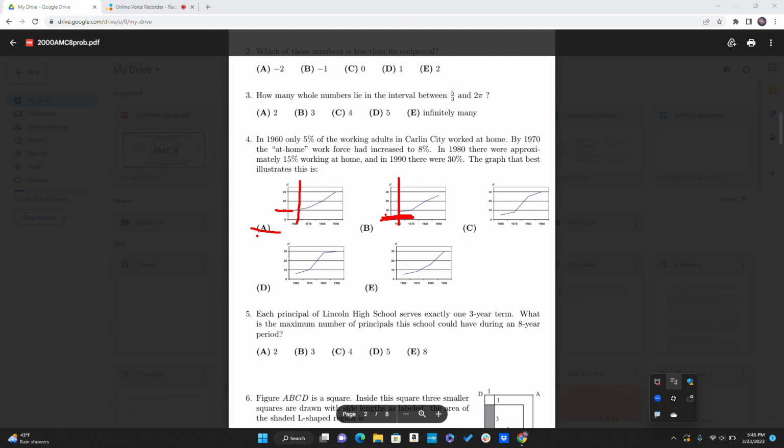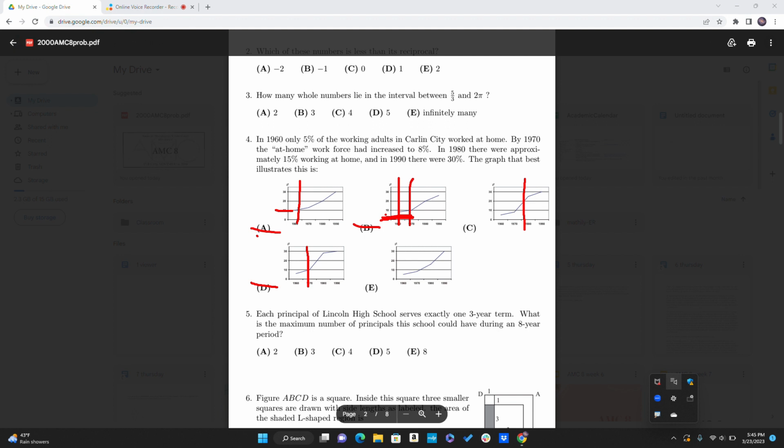So we've eliminated A. 1970, we want 8%. So that eliminates B, right? Because in 1970, it's at 10%. C is still in. D is not in, right? Because that's at 10% in 1970. And E is still in. Okay. Now in 1980, we want 15%. So that's here.